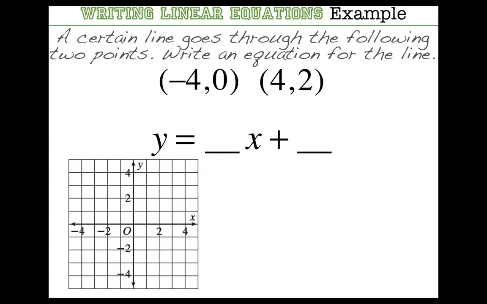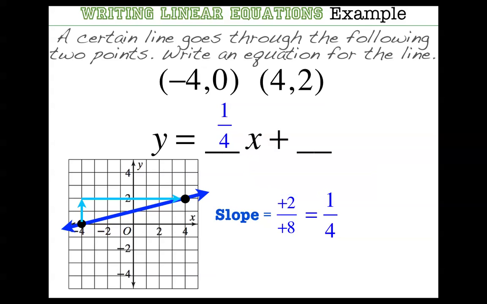Can I find negative 4, 0 on a graph? Sure. There it is. Can I find 4, 2? Yeah, that wasn't too hard. Can I draw a line that goes through them? Sure, there's the line that we're trying to find the equation for. Can I now fill in those 2 blanks now that I have a picture of that line? Yeah, I think I can figure out the slope because the slope goes up 2 and then over 1, 2, 3, 4, 5, 6, 7, 8. So it goes up 2 and forward 8. That reduces to 1 over 4. Boom, I got my first blank filled in.